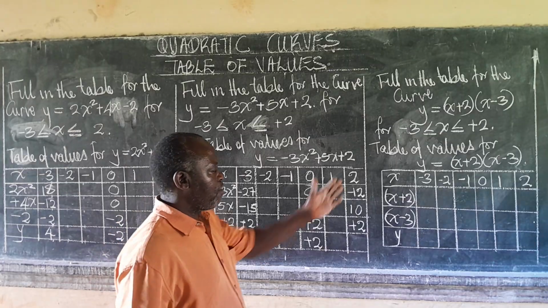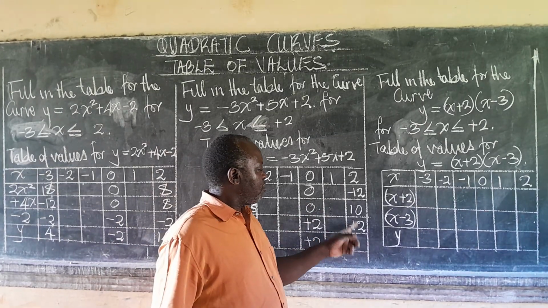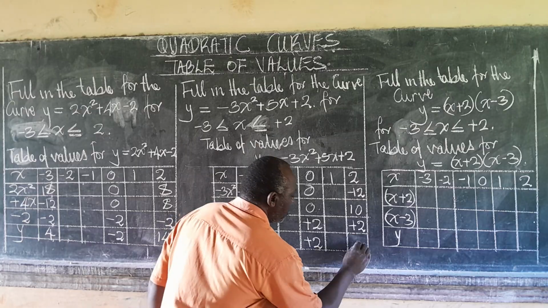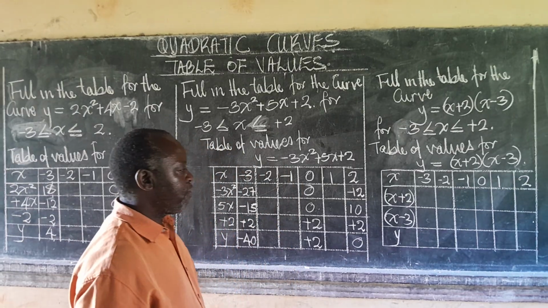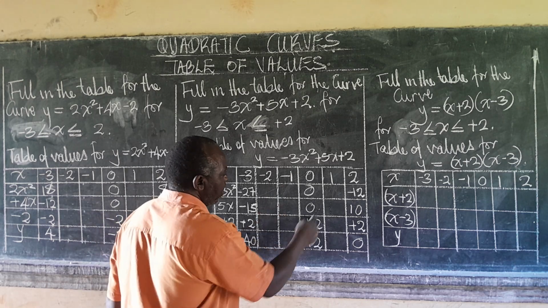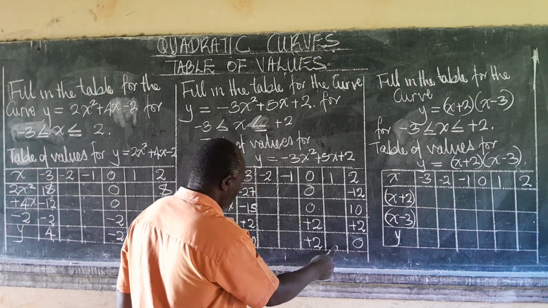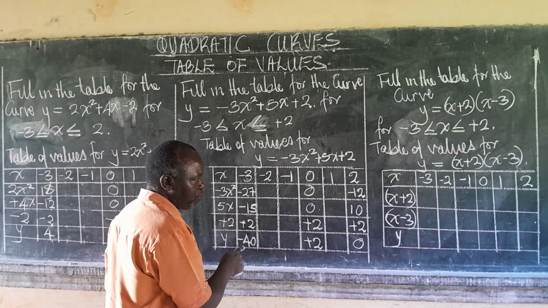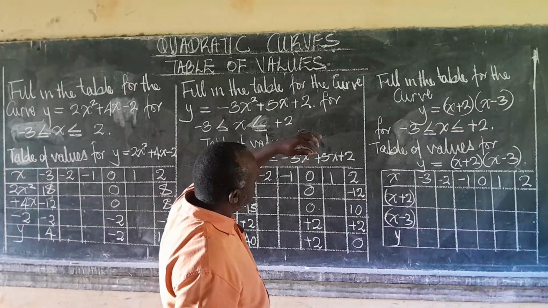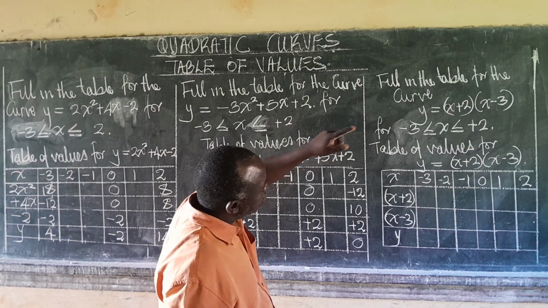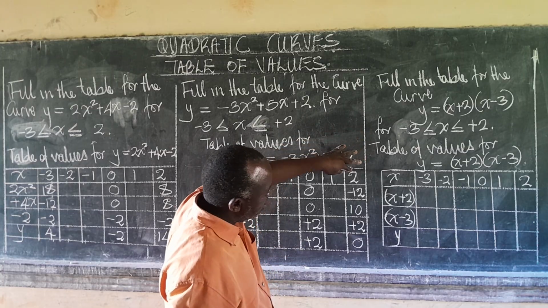So now, what do we have here? When you add this and this, you get 12. And this one, you are getting a 0. Therefore, that's the same way you have to get the values here, and the values here. When x is negative 3, y is negative 40. When x is 0, y is 2. When x is 2, y is 0.